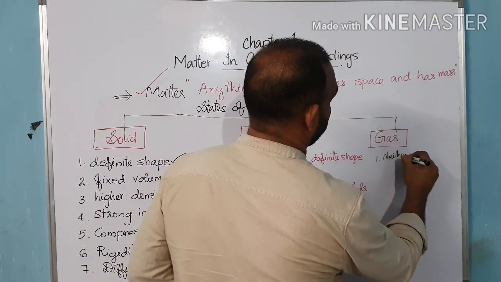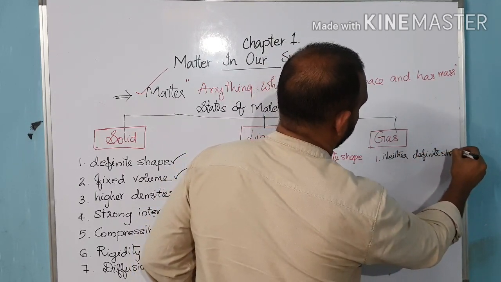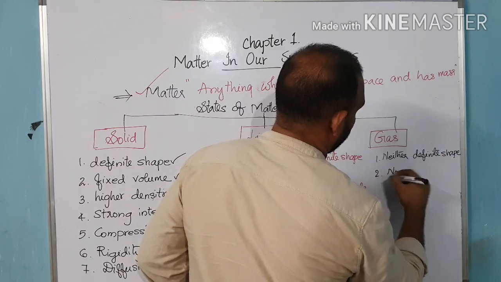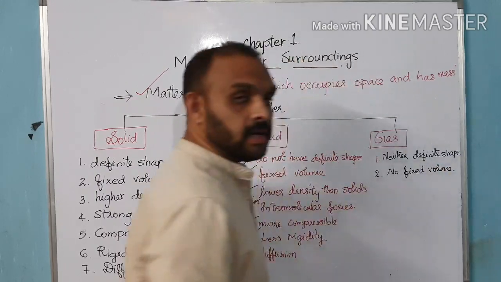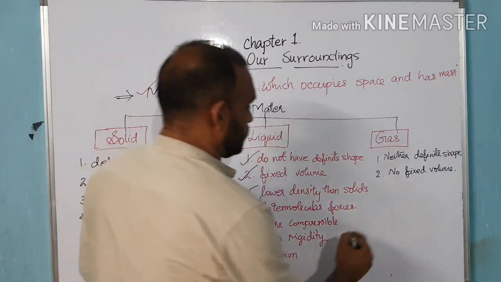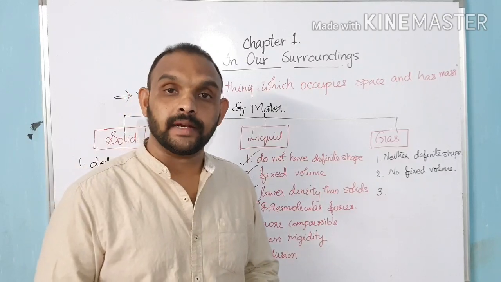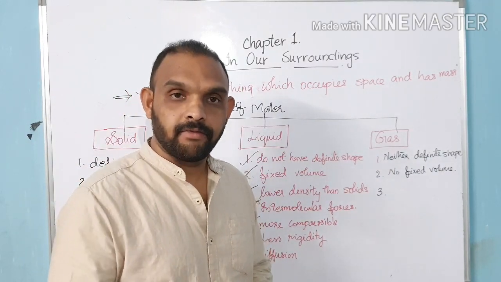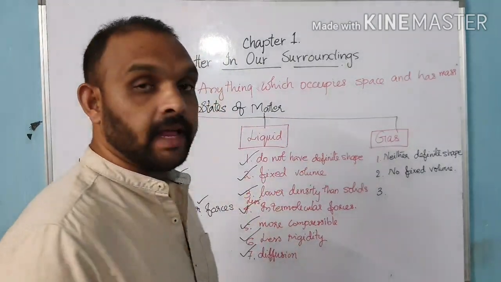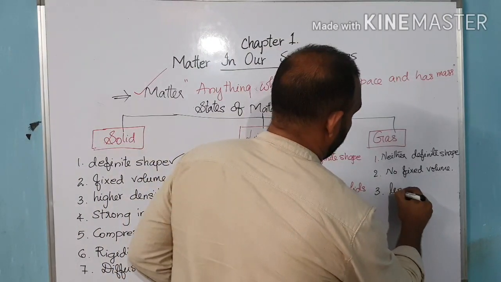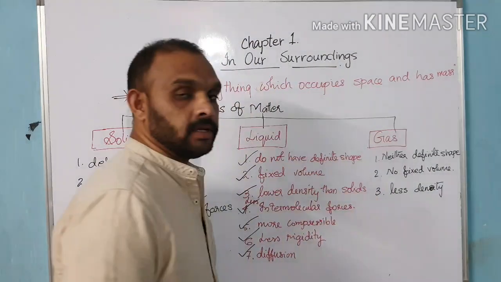So we can write they have neither definite shape nor fixed volume. Third, what about the density of gases? Gases have very less density than liquids as well as solids. They have a very less density as compared to the liquids and solids.